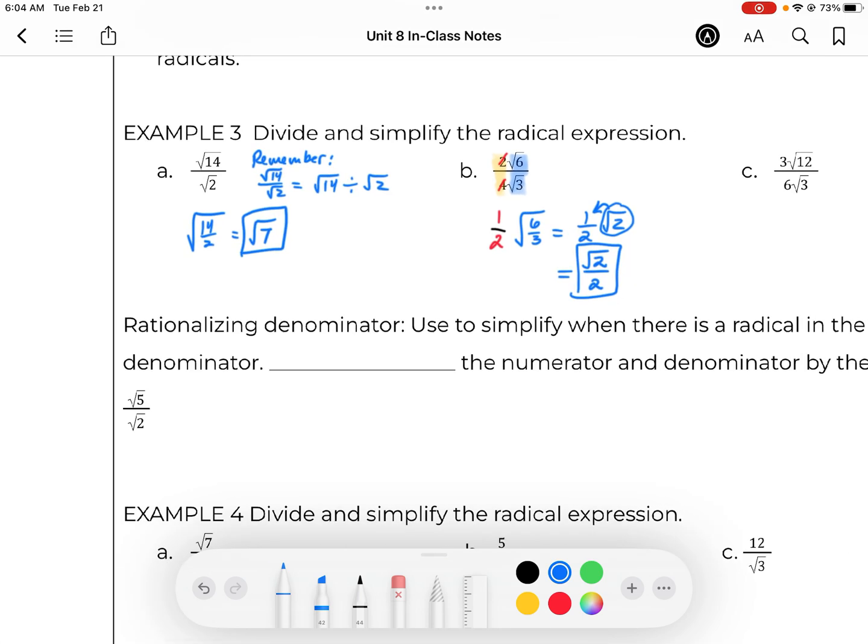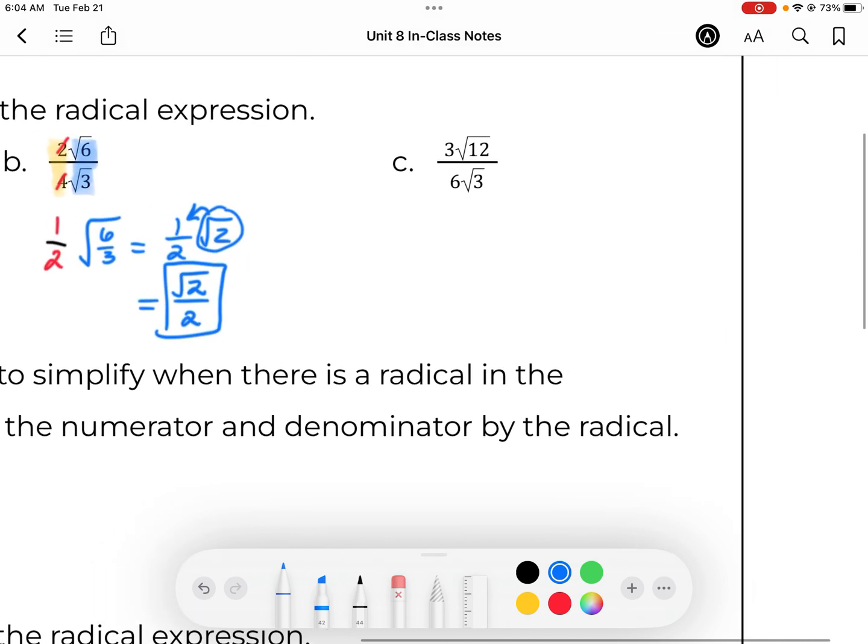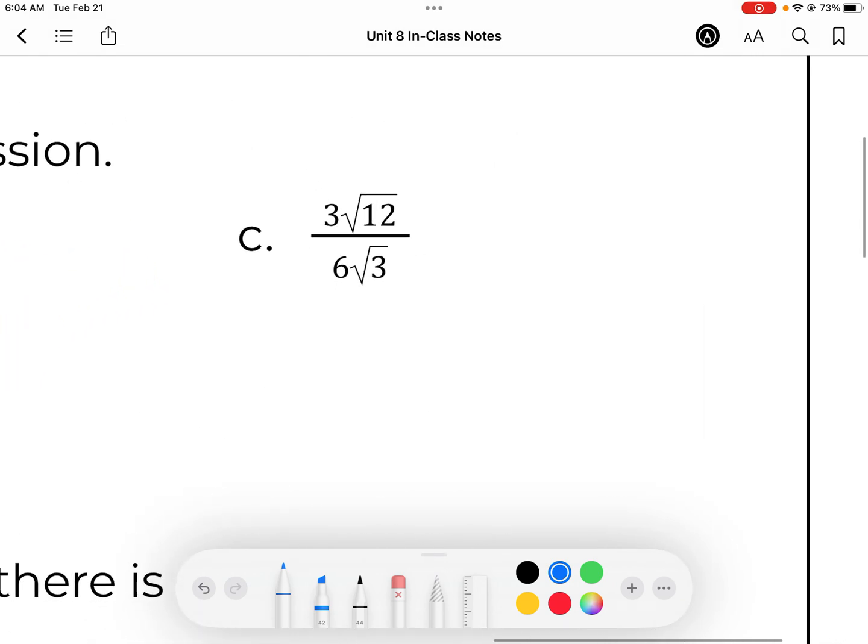And the reason we have to rationalize denominators sometimes... Oh, I'm sorry, I forgot. There's an example. Let's go back. Got a little ahead of myself.